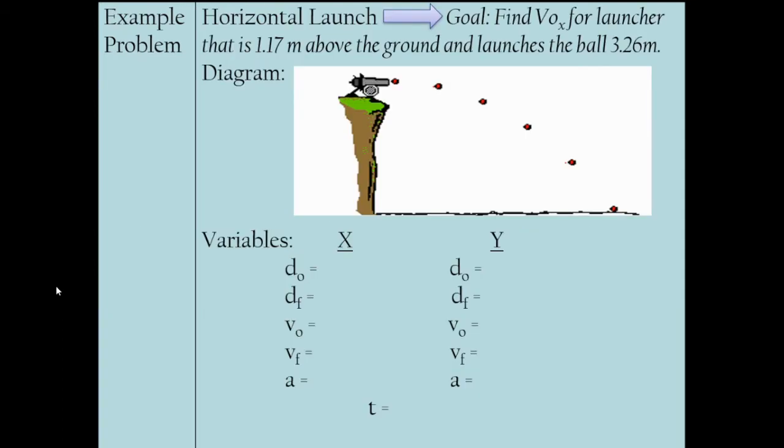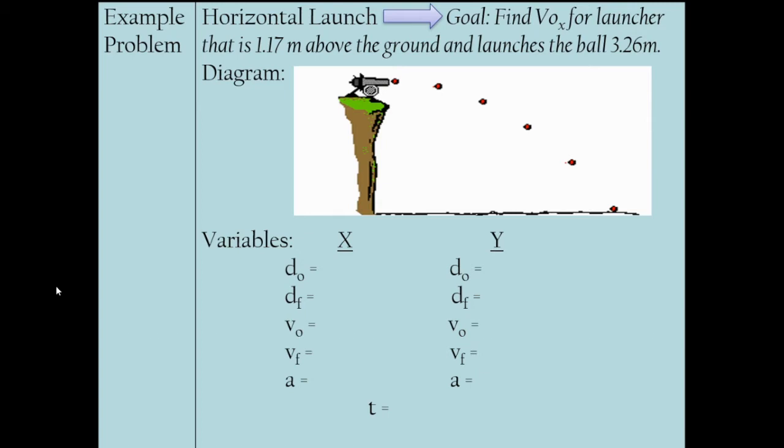This one says that we have a cannon that is 1.17 meters above the ground, and it launches the ball 3.26 meters. It wants us to find the VOX, and VOX just means the initial velocity in the X direction.